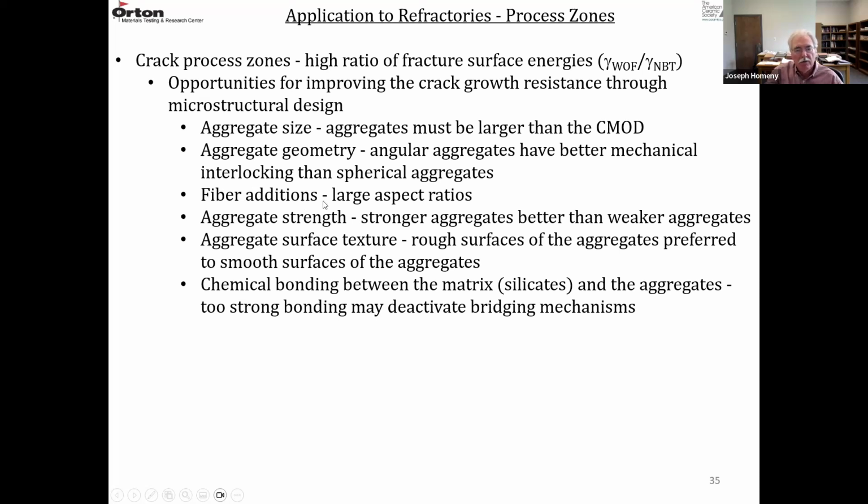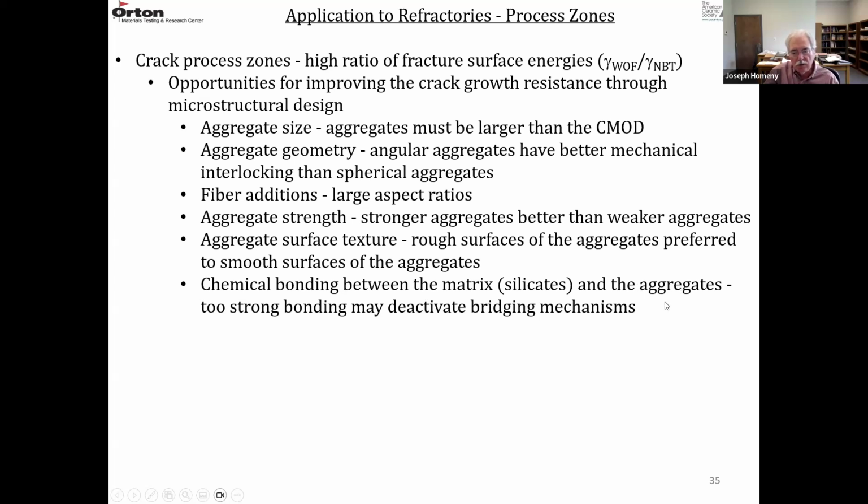You can add fibers. They have large aspect ratios. They can bridge the crack. Aggregate strength is important. You need stronger aggregates compared to weaker aggregates. The aggregate surface texture, rough surfaces are preferred to smooth surfaces. Rough surfaces interact and create more friction during pull out. And chemical bonding between the matrix and the aggregates.